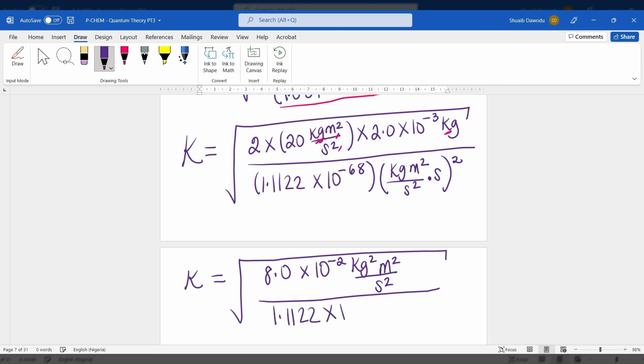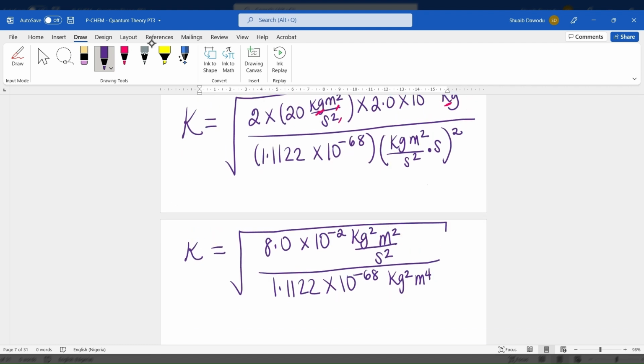And then of course, you have kilogram squared here. Meter squared is just meter raised to the power of 4. And then, of course, cancel out the seconds here. Cancel out the seconds here. Seconds in the denominator will end up just giving you seconds squared. So yeah, that's basically it.